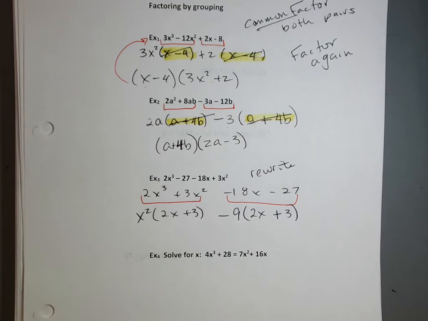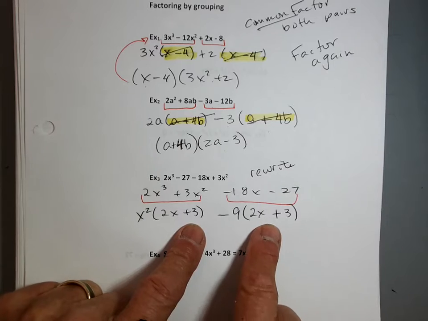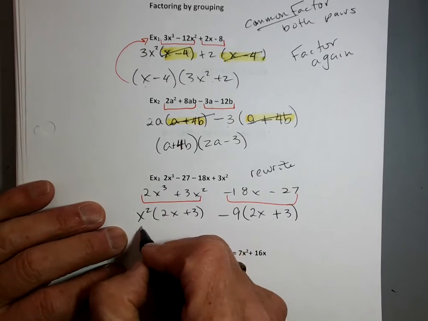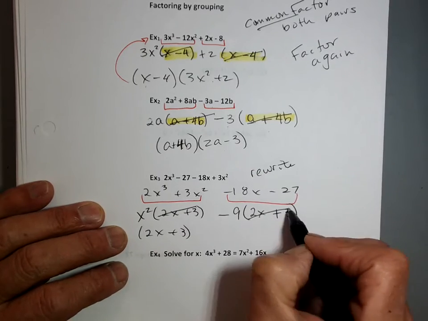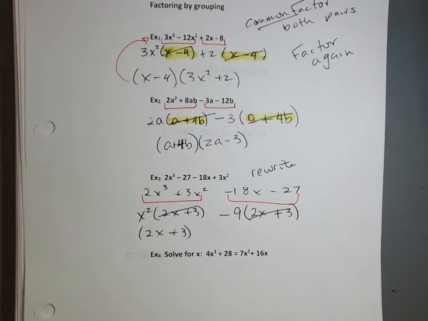So now it gets pretty easy. What do these two have in common? They have a 2x plus 3. And if I common factor out the 2x plus 3, what's left over?